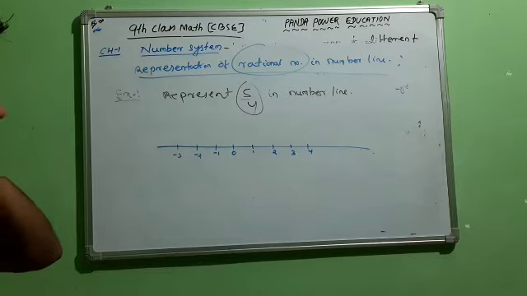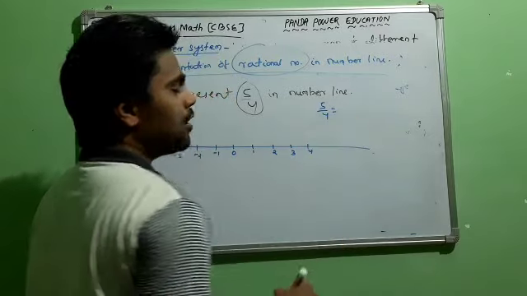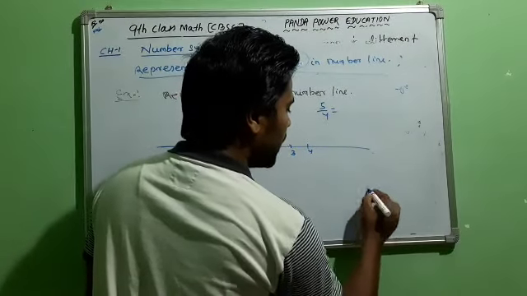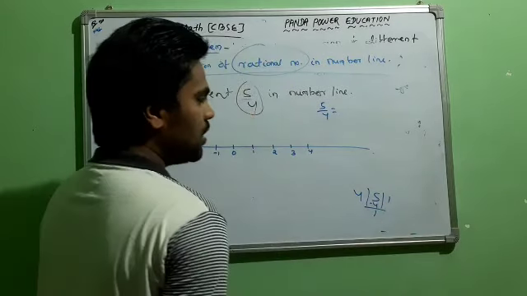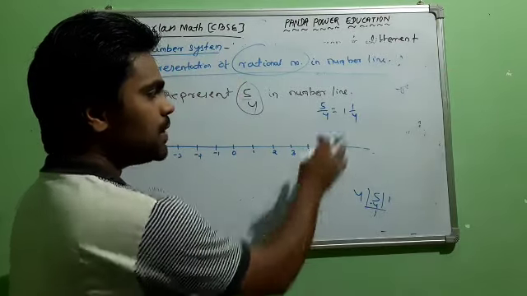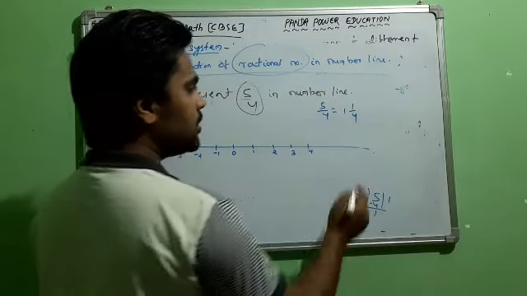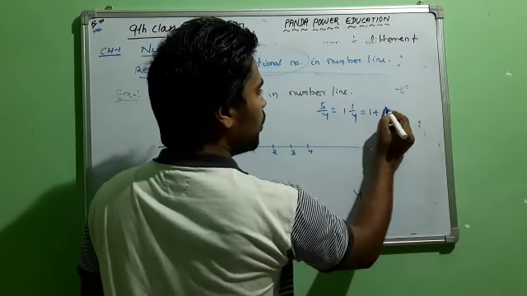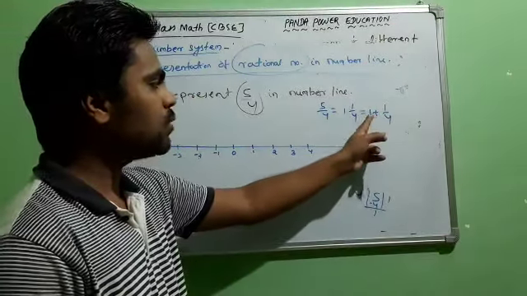Now that number, I'll convert it into a mixed fraction. How? I'll divide 5 by 4. 4 goes into 5 once, 4 minus, remainder 1. Then it converts to 1 and 1 by 4. This is a mixed fraction. Instead of 5 by 4, I can write 1 and 1 by 4. Got it? It looks like 1 plus 1 by 4. I can write it like this, 1 plus 1 by 4.